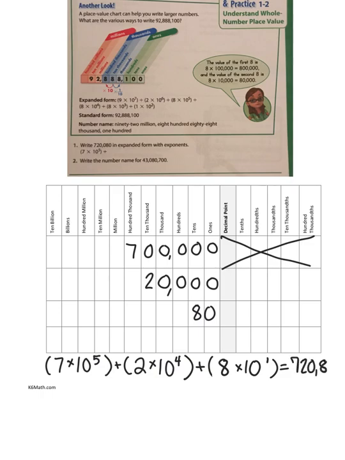720,080. Whoops. Come on, Miss Slim. Attention to detail. Here we go. 80. Okay. Number 2, write the number name for 43,080,700. Okay, I'm going to need some more space to do that.